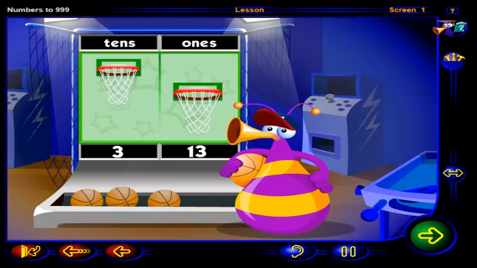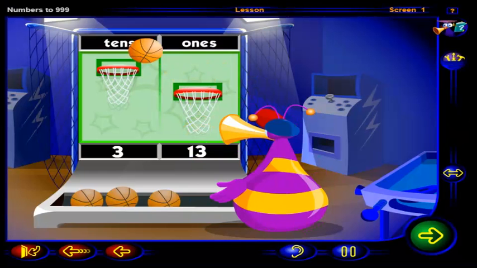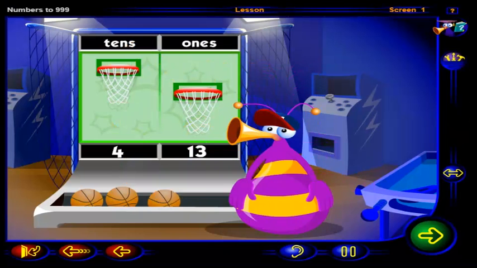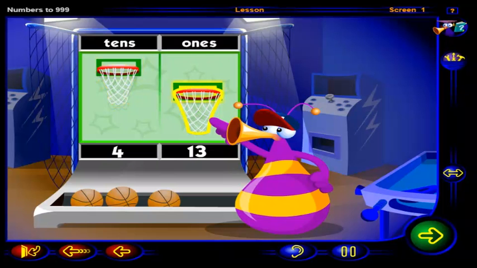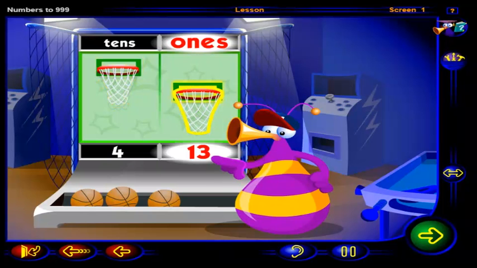Time's nearly up. See how many more baskets you can get. Good going. Let's see how you did. This basket is 10 points. And you scored 4 baskets here. This basket is 1 point. And you scored 13 baskets here.